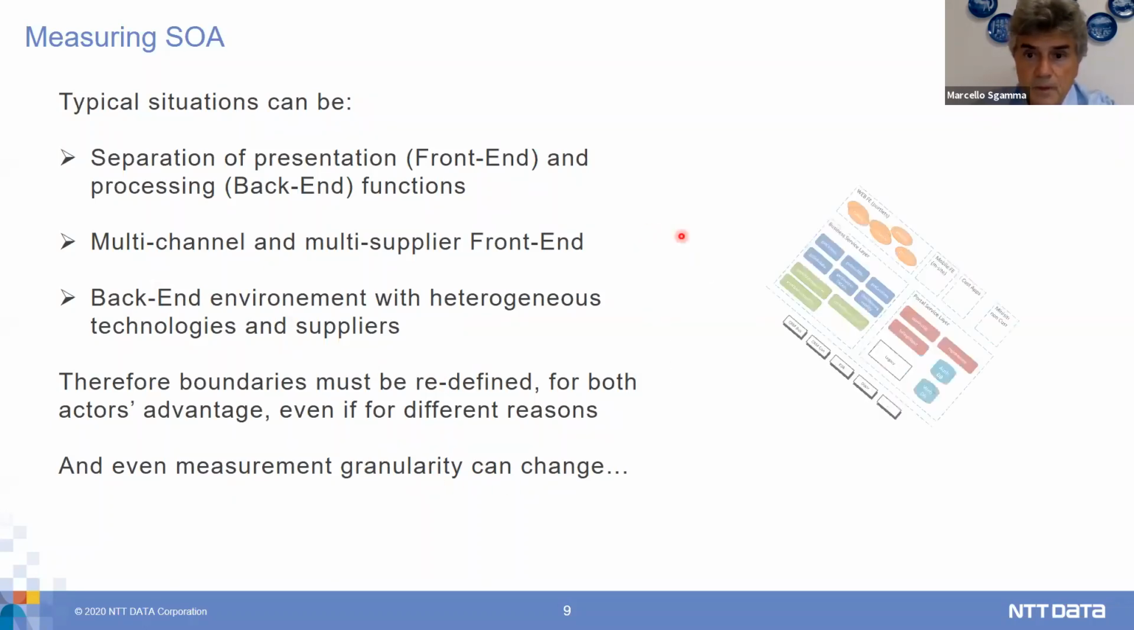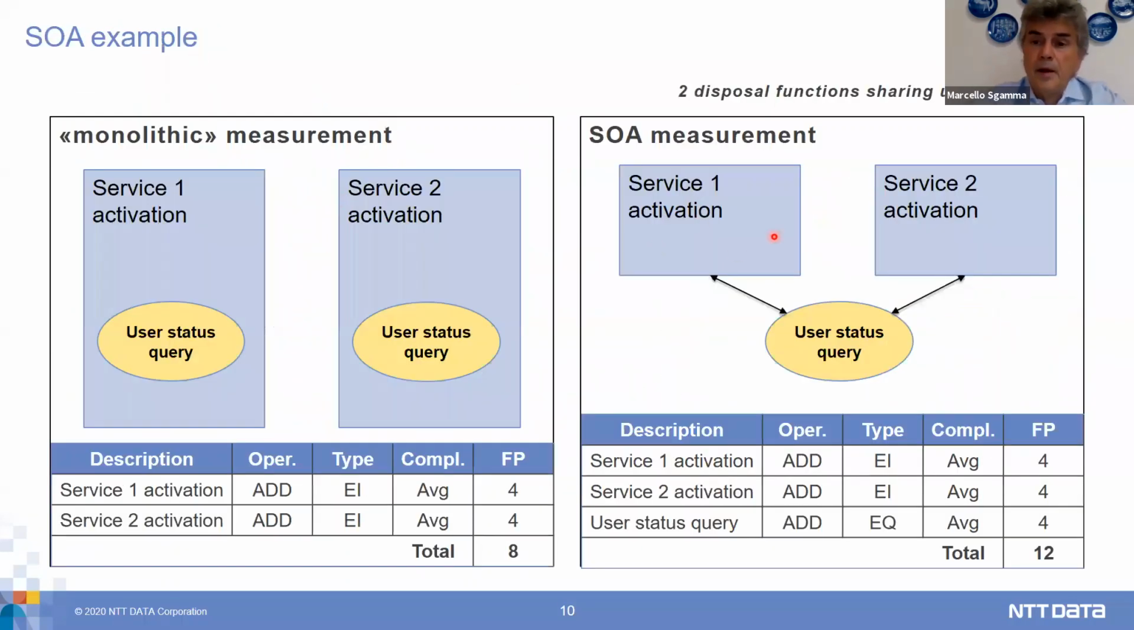Let's see an example. Here we have a simple example of two disposal functions sharing user status check. If we measure with a monolithic development approach, we have service 1 activation with user status query inside, service 2 activation with user status query inside, and we simply count two external inputs, elementary processes, for a total of 8 function points. With a service-oriented approach, we obviously define a user status query service, which is called by the 2 service activation services. Therefore, we have 3 elementary processes for a total of 12 function points.